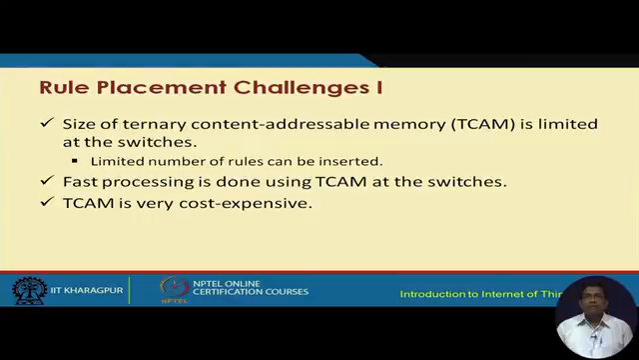The flow tables reside in these TCAM memories, and these TCAM memories are very fast. That means fast processing can be done, and that is why these specialized memories are required. We cannot use any other memory that is normally available in the switches and other computing hardware; we have to use this TCAM memory at these switches. And TCAM memory is very expensive as well. So, you cannot easily scale up; we cannot get as much memory as we want because of the cost prohibitiveness.